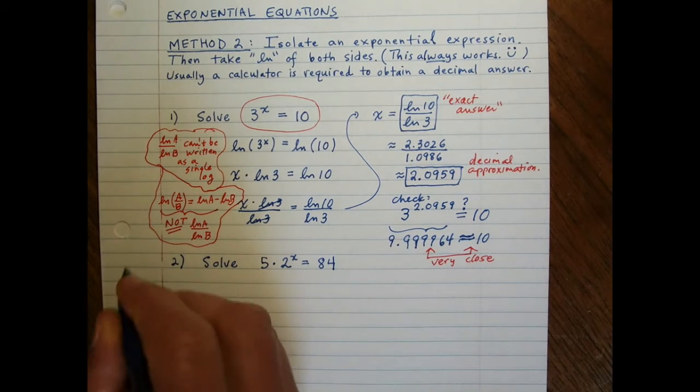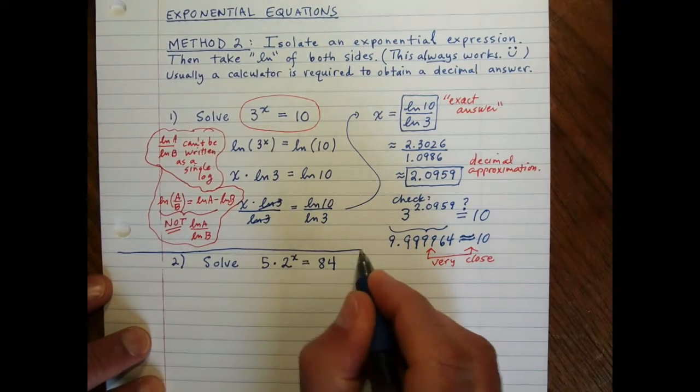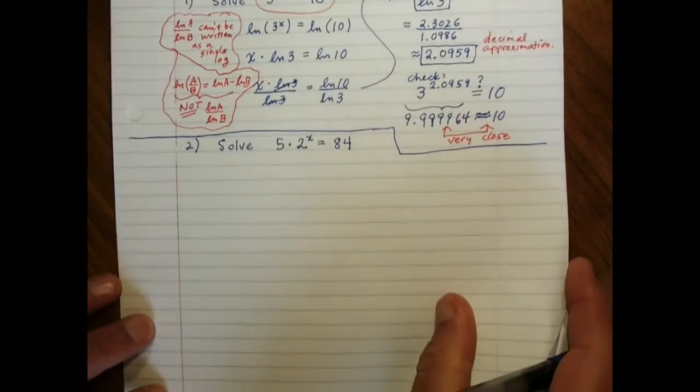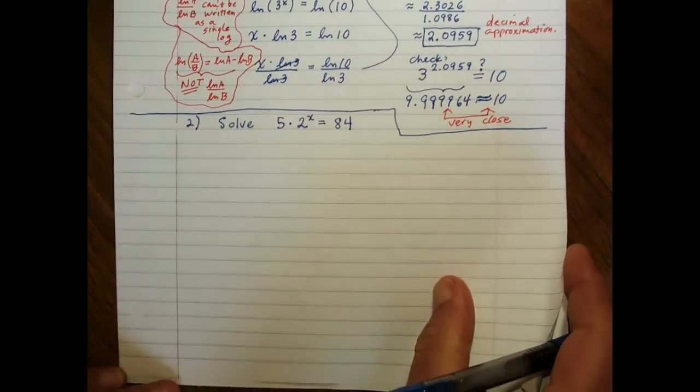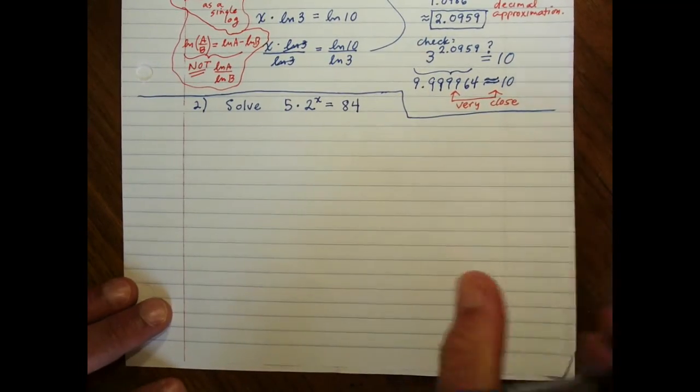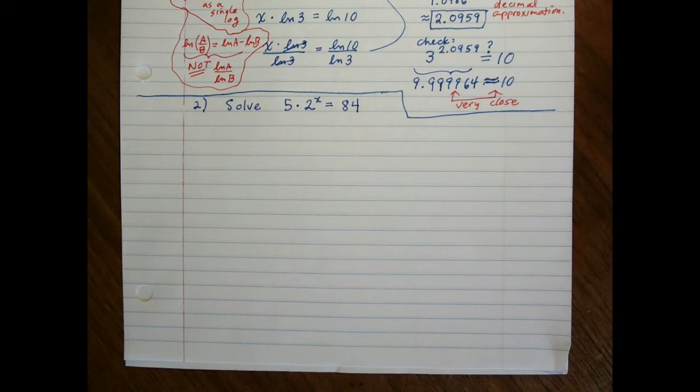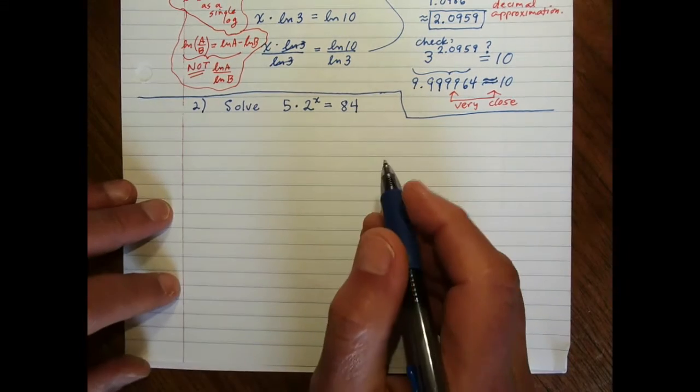Okay, so I'd like to get through another problem in this video. So let's start looking at our second equation here. Solve 5 times 2 to the x equals 84. We want to solve for x.